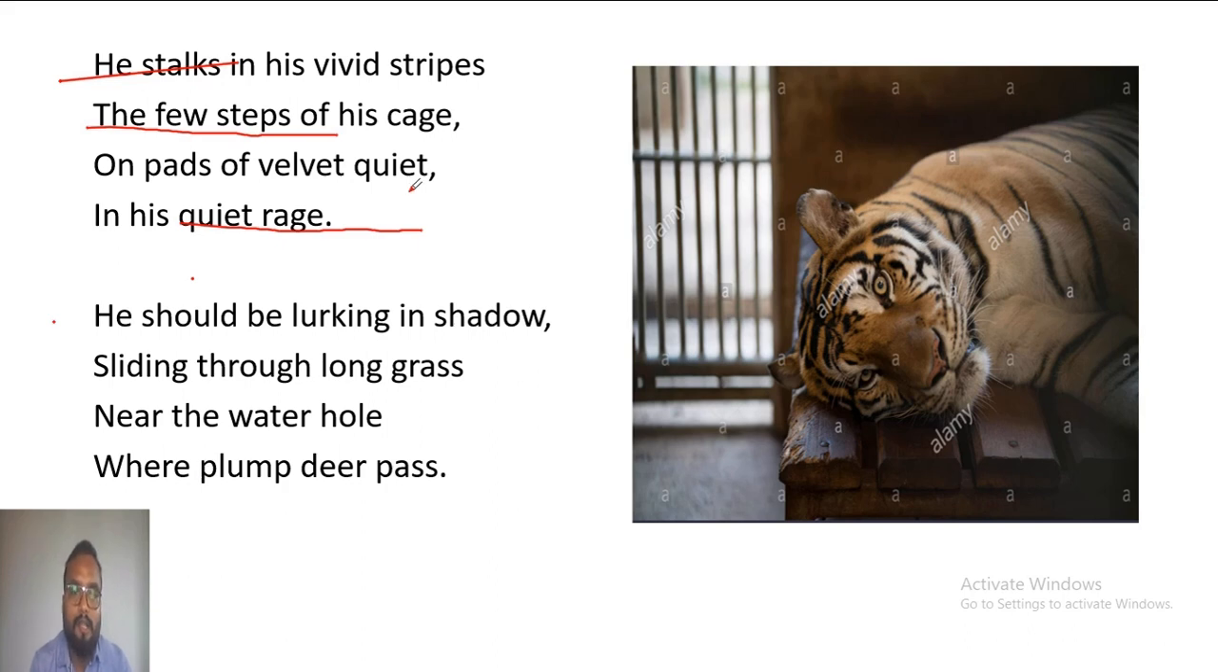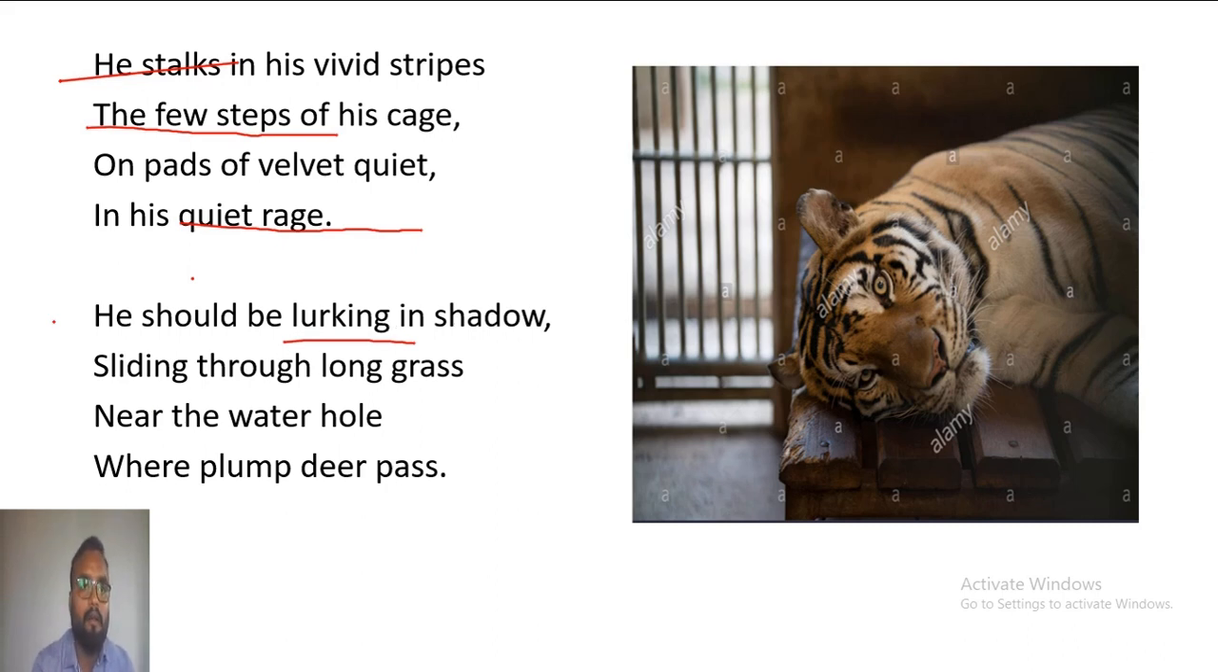He should be lurking. It means he should be hiding somewhere. If it had been in the jungle, it would have been hiding somewhere in the shadow, that is in a dark place where no one could see him, and sliding through long grass near the water hole where plump deer pass. It means it should have been waiting somewhere where other animals come to drink water, and hiding there to attack them. So the second paragraph refers to the tiger in the forest.